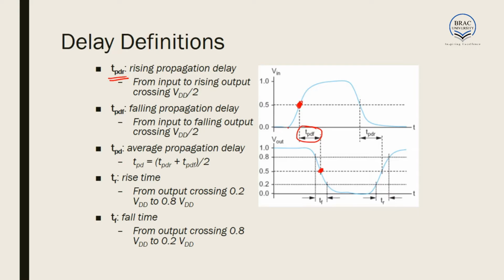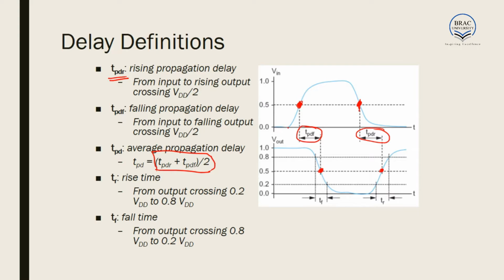Similarly, the time difference between the time input falls from 1 to 0 and reaches 0.5 and the output rises from 0 to 1 and reaches 0.5, this time delay is called falling propagation delay. And the total average propagation delay will be the average of rising and falling propagation delays.